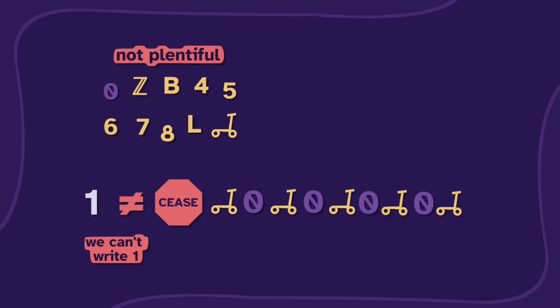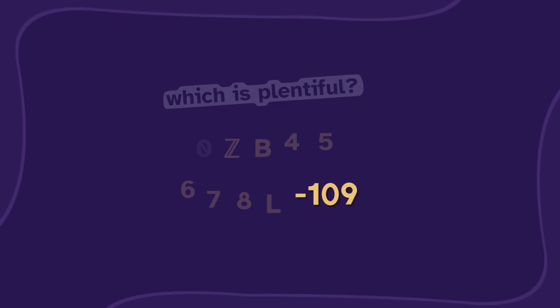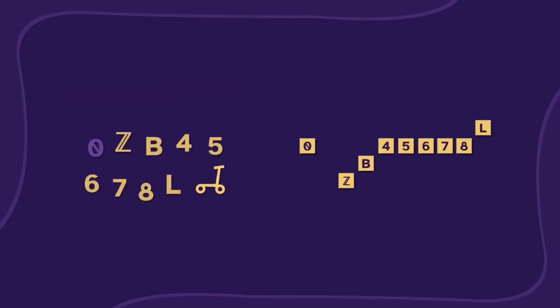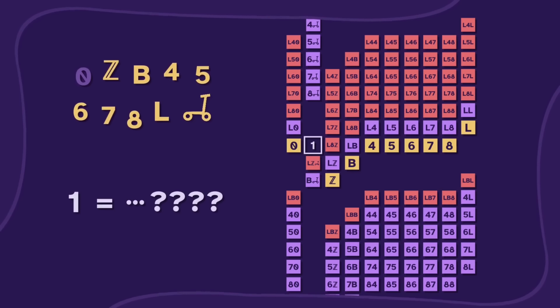And so back to this problem, we know the left and right are not plentiful, so it must be the middle. But how do we know for sure? This set has -109, 4 separate symbols. We'll squish them to make a scooter. This set makes these singles, these doubles, and these triples. We're still missing 1. Can we write 1?